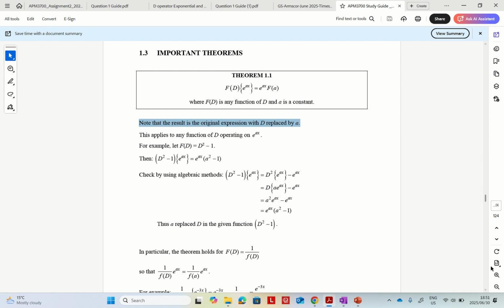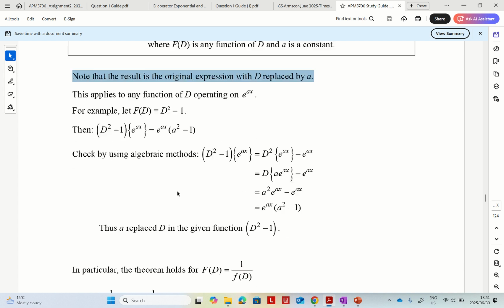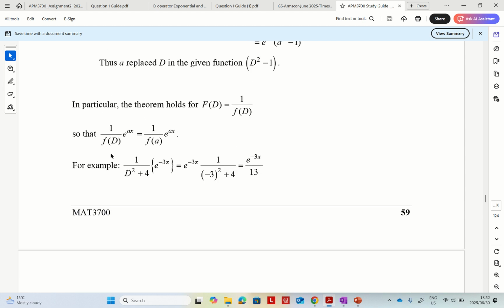So you see there, I just summarized this statement. Let me just zoom in so that everyone can see. You see that statement, it says, note that the result is the original expression with D replaced by A. Do you see that? So that's the statement that I was talking about. For example, look at this example.